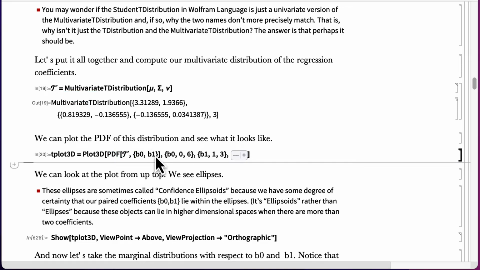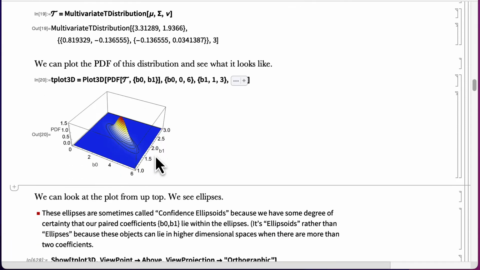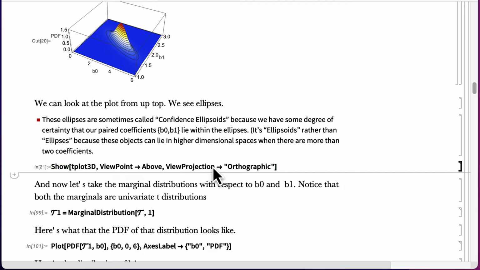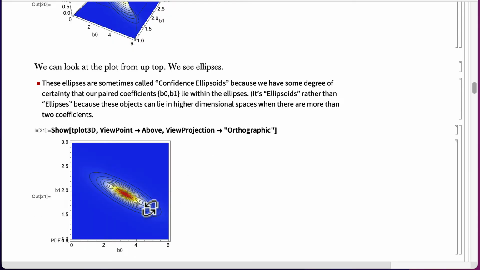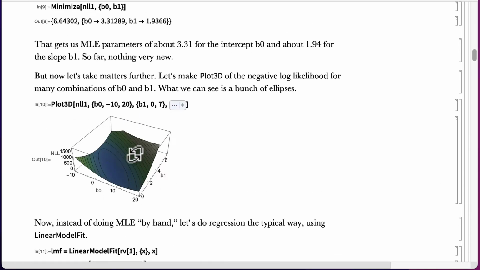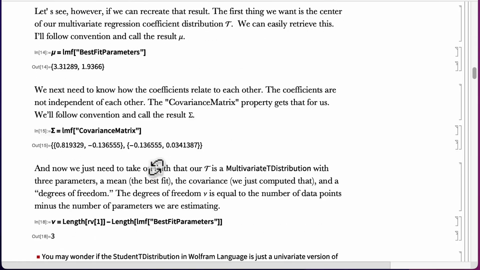And there it is. Okay, and you can see that there is some correlation between the B0 values and B1. We can look at this plot from above, and what we see again are ellipses. Funny how that is. Why, those ellipses look an awful lot like those ellipses there.